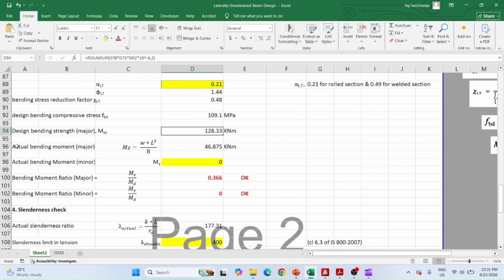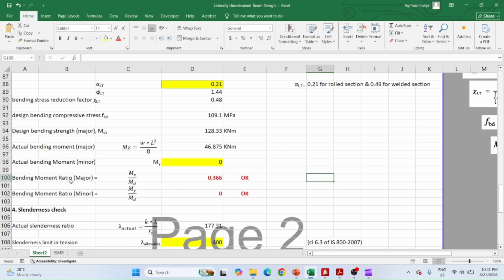Now let's calculate the actual bending moment. As you know, for a simply supported beam, the maximum bending moment will be WL square by 8. So Mz is 46.875 kilonewton meter. And for the bending moment about the minor direction, since we have no load in the minor direction, the actual bending moment acting in the minor direction is 0.